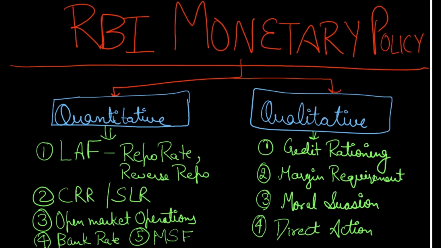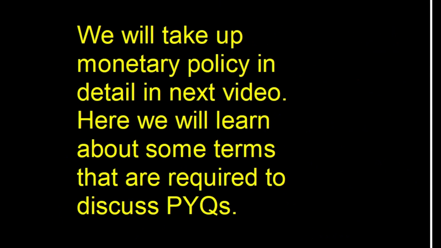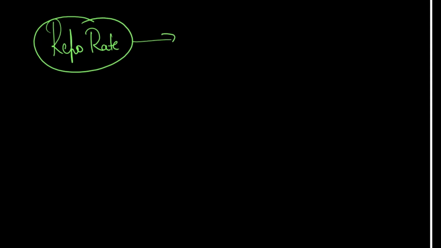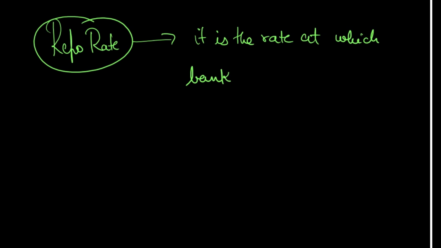This is the full chart of monetary policy that is undertaken by RBI to control money supply. You can take screenshot of it, but here in a video we will discuss only few terms that are required to discuss previous year questions. Let's first take repo rate. It is the rate at which bank can borrow from RBI.